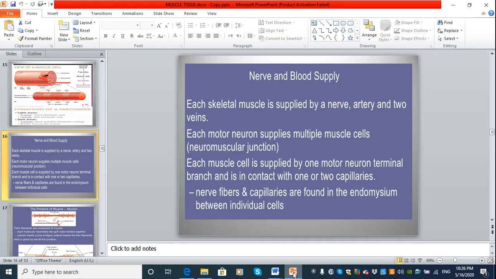Nerve and blood supply. Each skeletal muscle is supplied by a nerve, an artery, and two veins, and each motor neuron supplies multiple muscle cells at the neuromuscular junction. We will see the muscle cell in nervous tissue. We have one motor neuron with a terminal branch that contacts one to two capillaries. But in general, nerve fibers and capillaries are found in the endomysium, between individual cells.